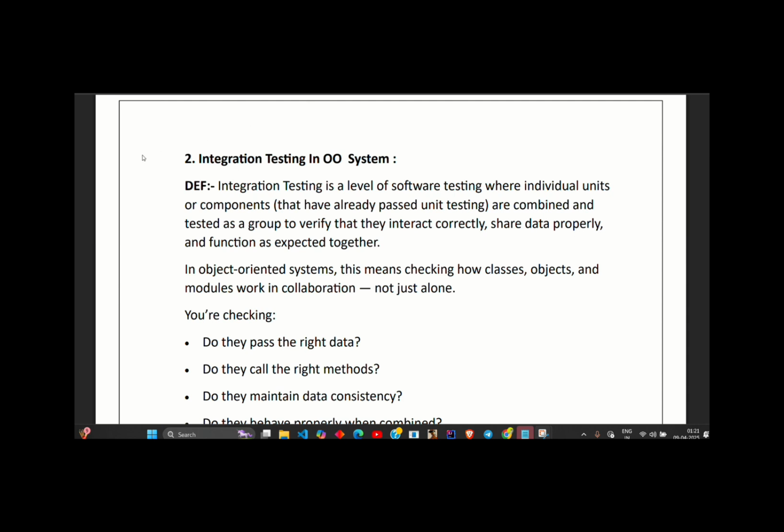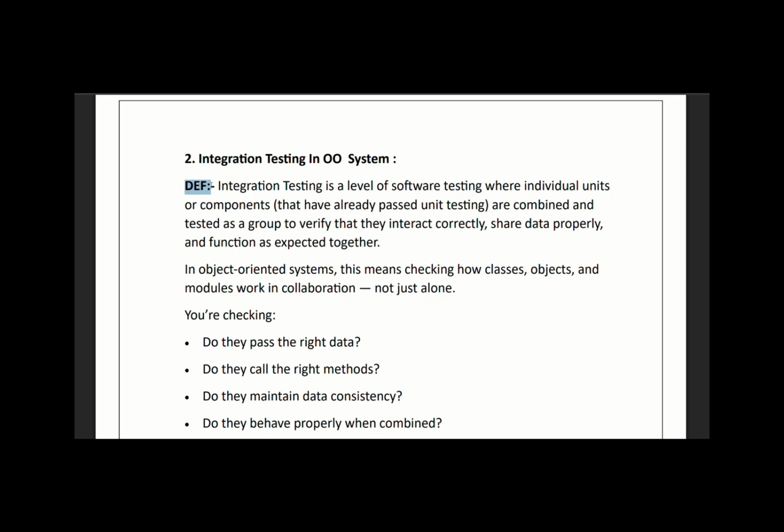The next point is integration testing in terms of object-oriented systems. Integration testing is a level of software testing where individual units or components are combined and tested as a group to verify that they interact correctly, share data properly, and function as expected together. In an object-oriented system, this means checking how classes, objects, and modules work in collaboration, not just alone.